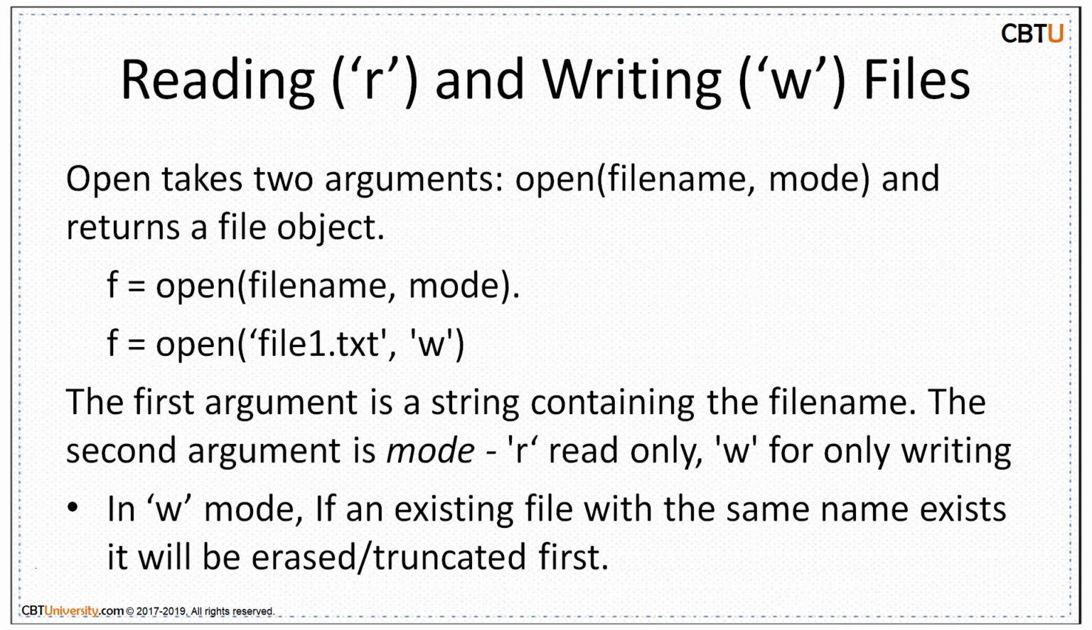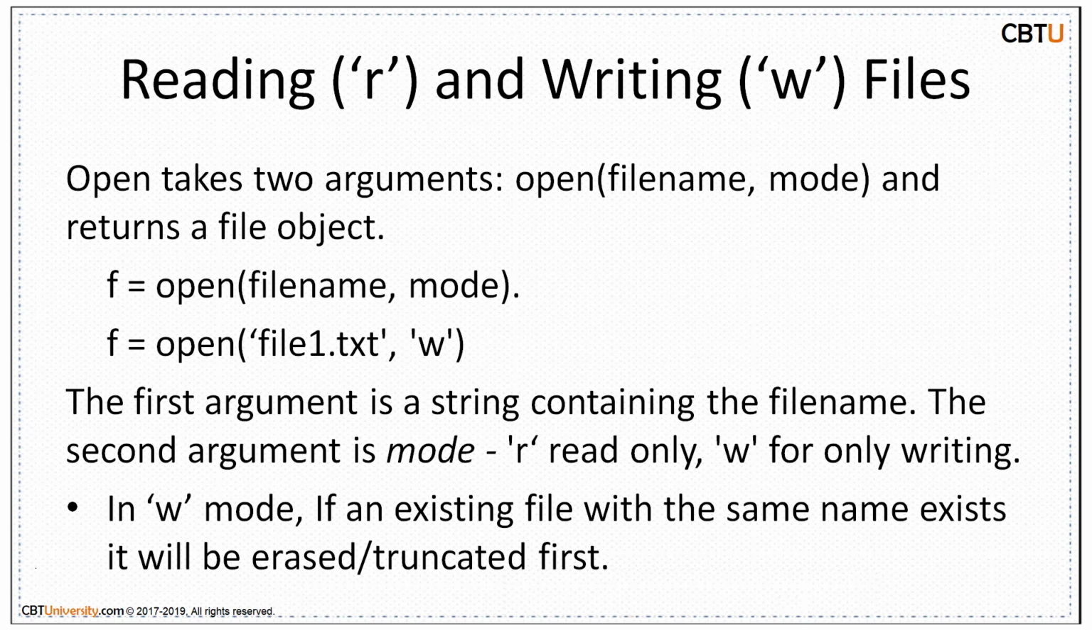A file is opened with the open method. The open method is used to open files for reading and editing. Open takes at least two arguments. The first argument is a string containing the file name. The second argument is the mode to open the file. R stands for read only, W stands for writing, etc.